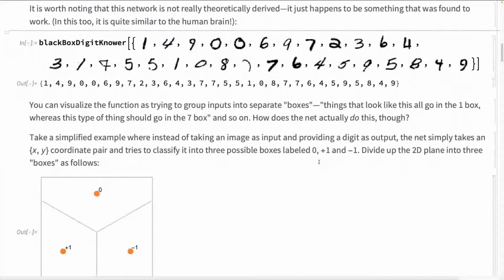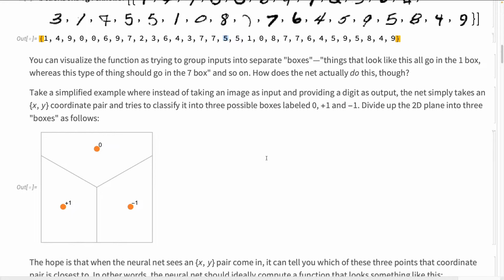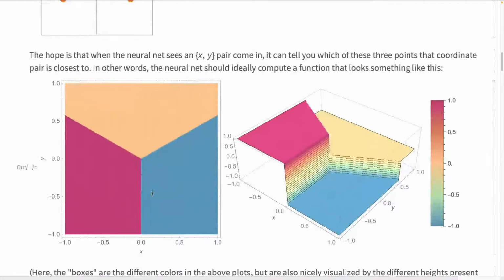So here's a simplified example, maybe. Instead of taking a whole image and trying to provide a digit as output, let's think of a simpler case where we want a net that takes an XY coordinate pair and then tries to classify it into just 3 possible boxes labeled 0, +1, and -1. So suppose we have the 2D plane. This is representative of the 2D plane. If I give a point anywhere here, I want it to say 0. If I give a point anywhere here, I want it to say +1. And if I give a point anywhere here, I want it to say -1. So we can represent that like this.